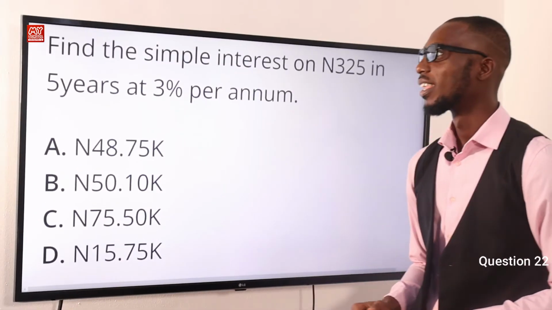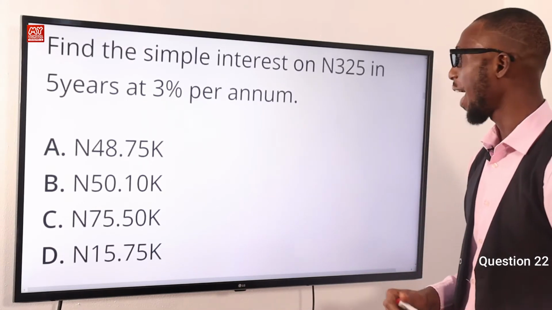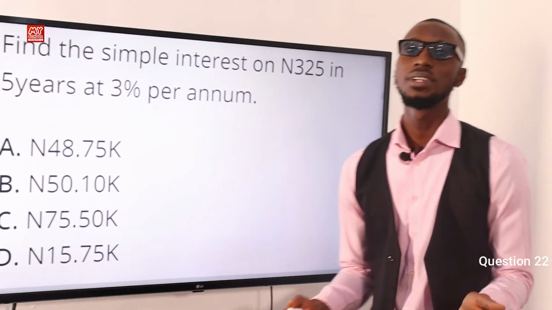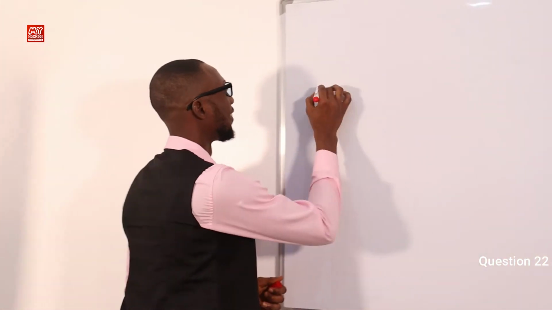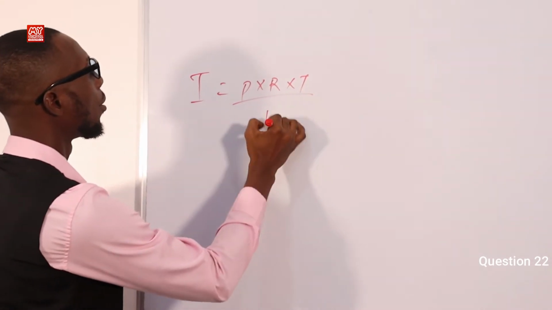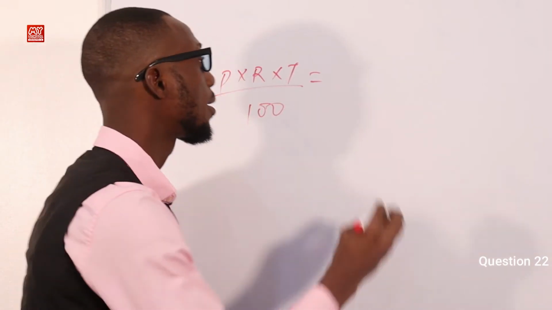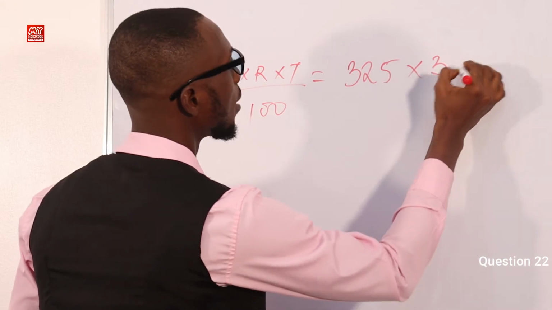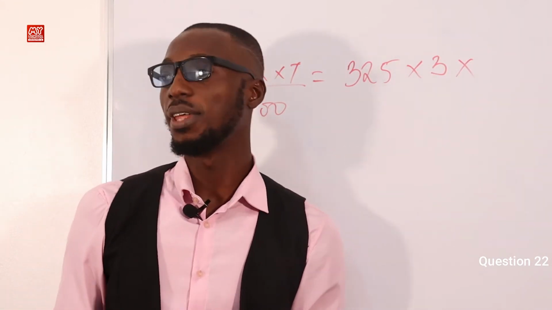Question 22. Find the simple interest on 325 naira in 5 years, okay, at 3% per annum. So simple interest I equals PRT over 100, P times R times T over 100. We are given the principal from the question. The principal is 325, times the rate, which is 3, times the time frame from the question, which is 5 years.